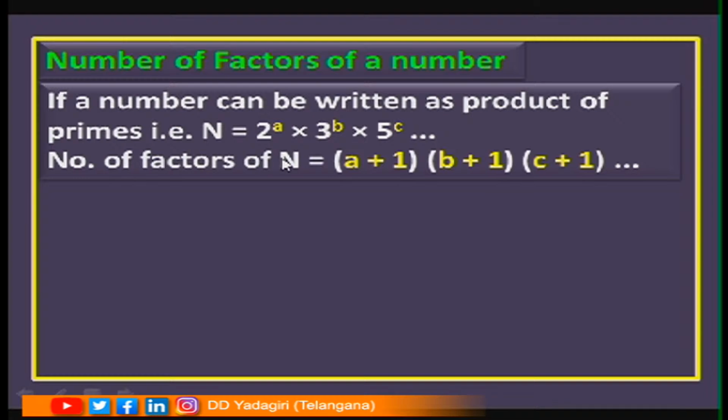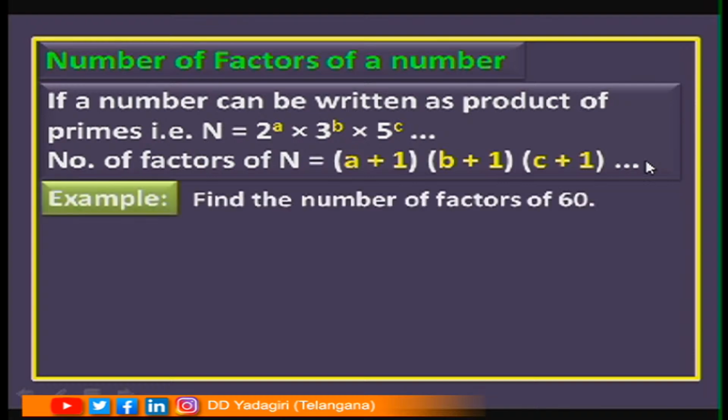Then the number of factors of n is given by (a plus 1) into (b plus 1) into (c plus 1) and so on. That means, suppose I have 7 to the power of d here, I get into (d plus 1) also, children. I hope you understood this. So, let us take one example to understand this concept clearly, children.